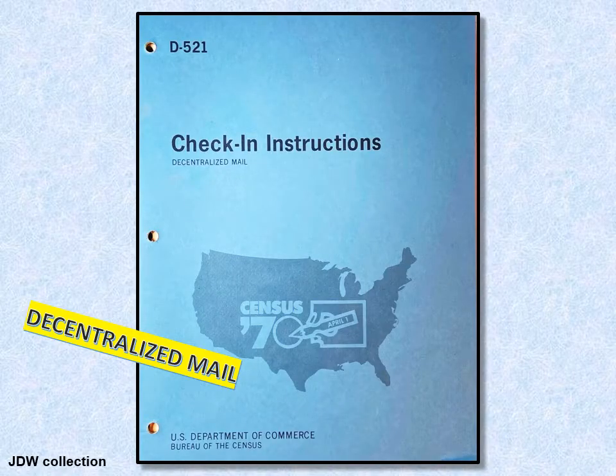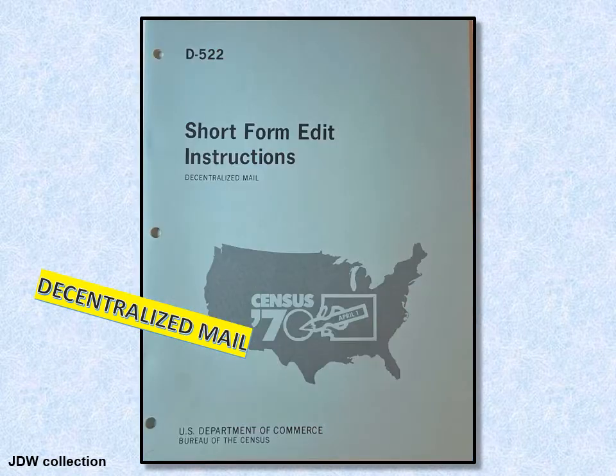So the procedure was that in the cities the questionnaires would be returned, checked in and compared against address books, etc. And that's, as you can see, a decentralized mail. So that's the first step. And then the next step would be to look at the short forms, if you had the short forms, and to edit them, because you could detect a number of errors.